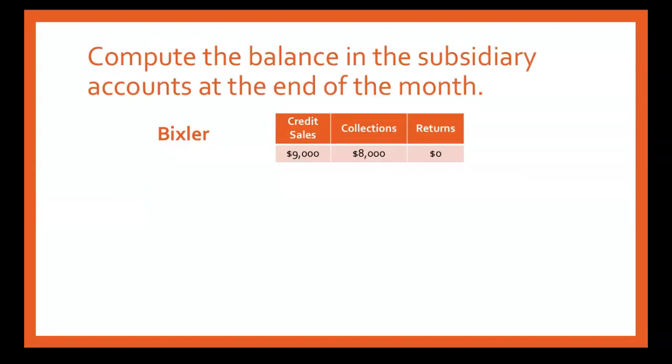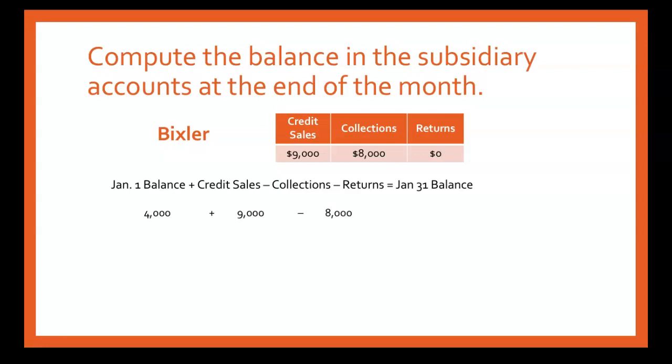Now, we need to figure out the balances at the end of the month for each of the subsidiaries, for Bixler, Kadire, and Freeze. So let's start with Bixler. It's the same setup. Beginning balance plus credit sales minus collections minus returns. So Bixler started with $4,000, $9,000 in credit sales, minus $8,000 in collections, minus $0 in returns. So the end of month balance for the Bixler subsidiary ledger is $5,000. So at the end of January, Bixler owes us $5,000.